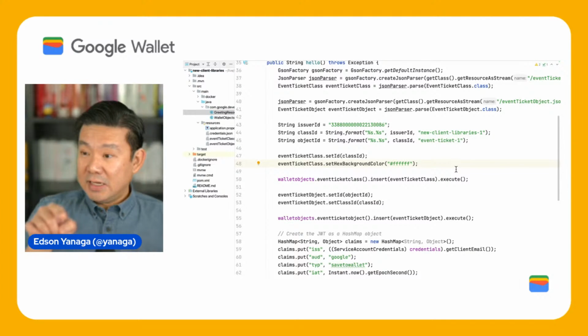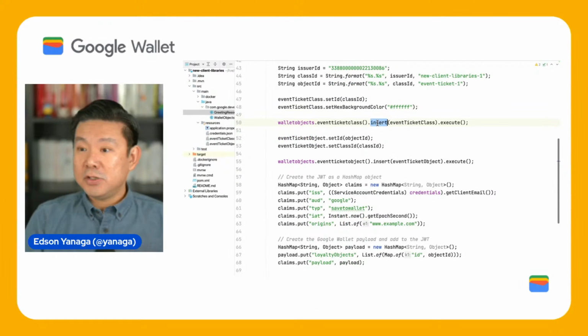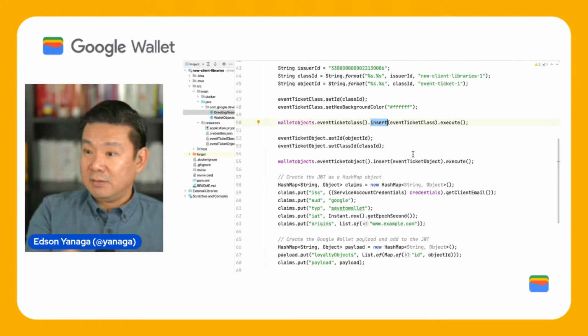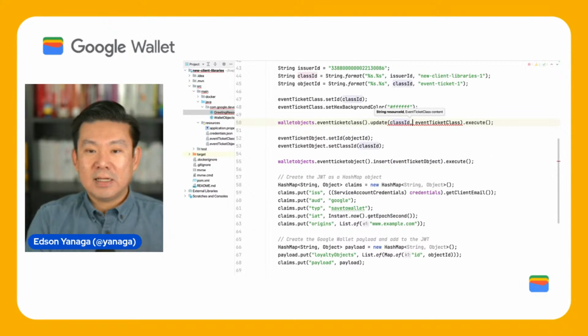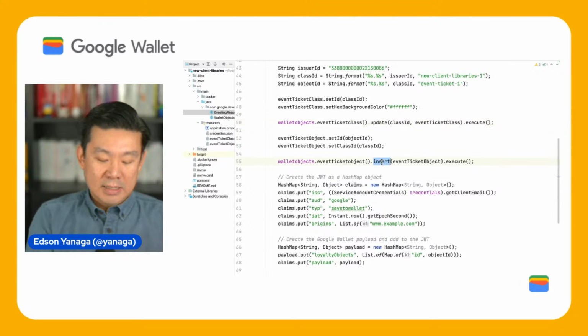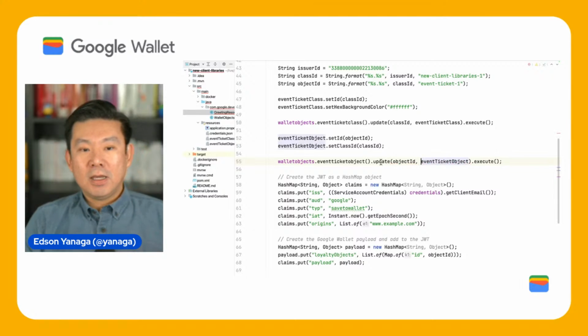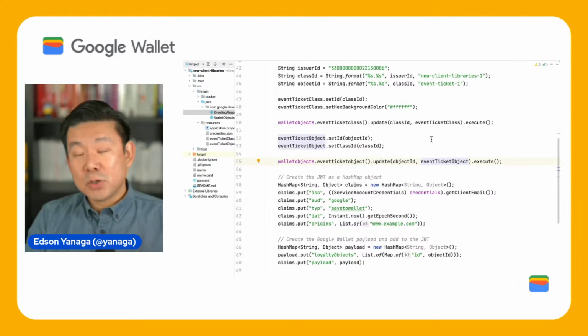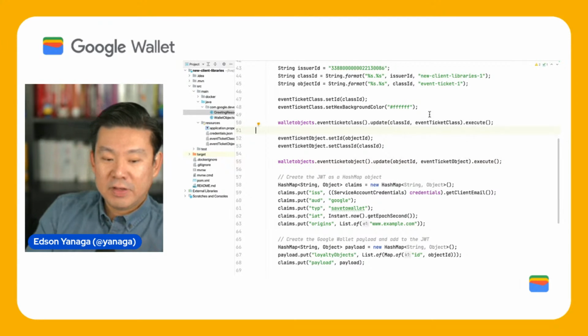So I just did this. And now, what do I need to do? Instead of inserting it, now I need to update. And when I update, I have to tell you what the class ID is. And I can update here to the object ID. Okay, so why is that? Because I already inserted. Now I have to update. So let's change the background color of the pass.